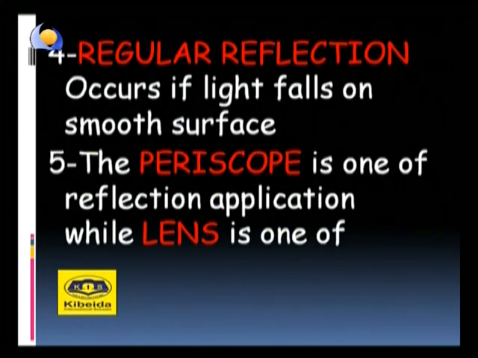Number four, regular reflection occurs if light falls on a smooth surface. I told you before, reflection has two types, regular and irregular. The difference is that regular reflection is from a smooth object in one direction while irregular reflection is from a rough surface in different directions. When you find the type of surface is smooth, this type of reflection is what we call regular reflection. You will find in the regular reflection diagram all the light rays in the same direction from smooth objects such as a mirror. And you will find irregular reflection from rough objects and other types of surface such as rocks, for example, or paper.